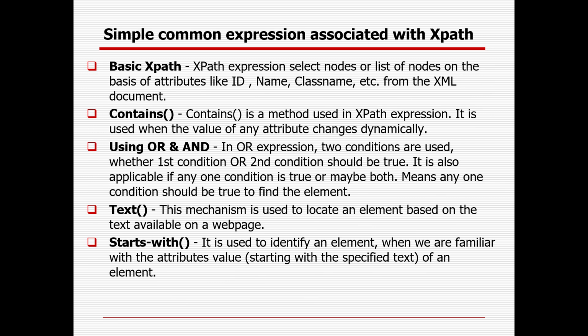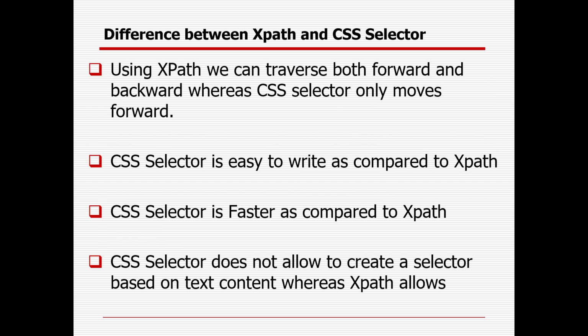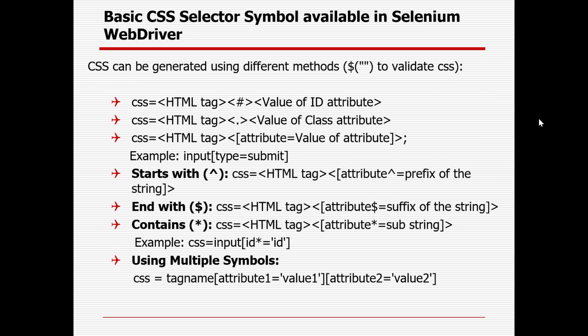The simple syntax for XPath is double slash, tag name, at the rate attribute name equal to value. You can use and, or, or go with the text. You can use contains and starts-with. And for CSS, it is very straightforward: tag name, attribute, and the corresponding value. If you want starts-with, you use the attribute, the caret sign, and the prefix of the string. For ends-with, attribute dollar and the suffix of the string. For contains, it will be attribute star equals the substring. You can use it with multiple symbols as well.